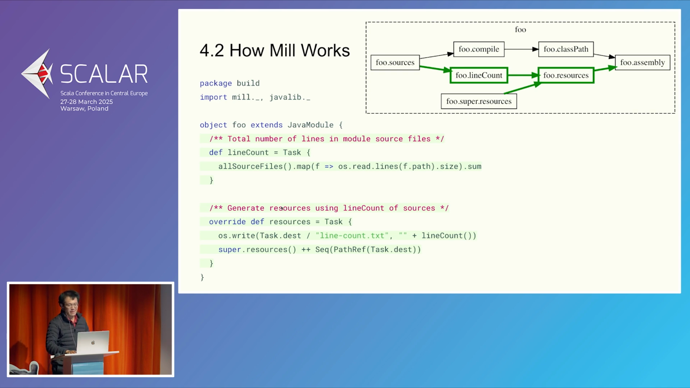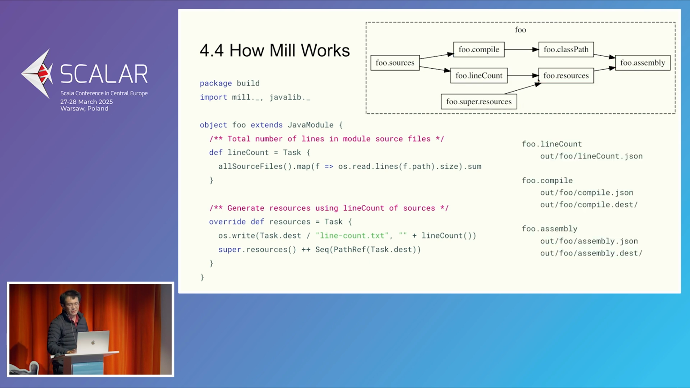And so once I have this graph, Mill can do interesting things like I know that compile and lineCount can run on separate threads. They don't depend on each other. But assembly must run after both. You can do interesting things like every task, foo.lineCount, can get a lineCount.json file to put its cache on. And I can cache it for you, so you don't need to do it yourself.